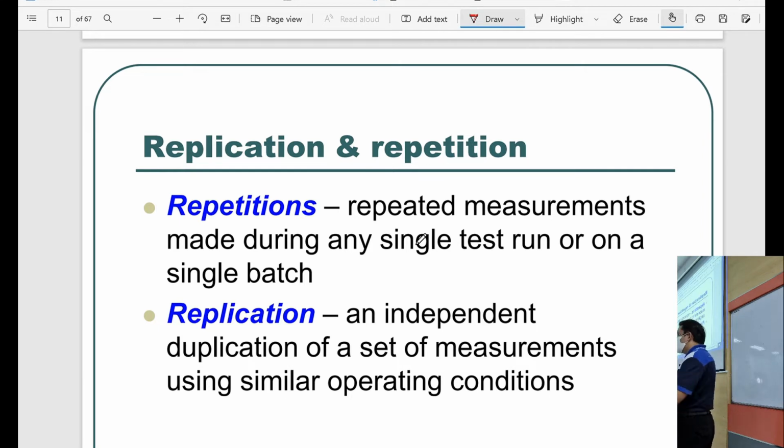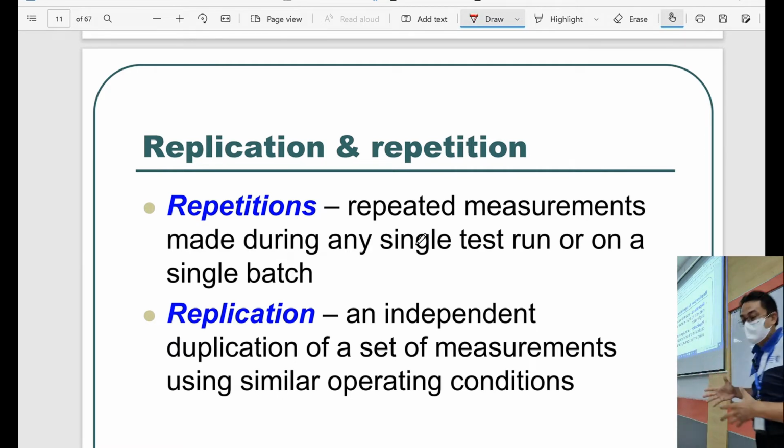Same with you guys. When you do R&D, you do tests in Germany, you do tests in Malaysia. Is it the same condition? Can we replicate or cannot? So when we design the test plan, we need to make sure this can be done. We can repeat the measurement and we can replicate the measurement.